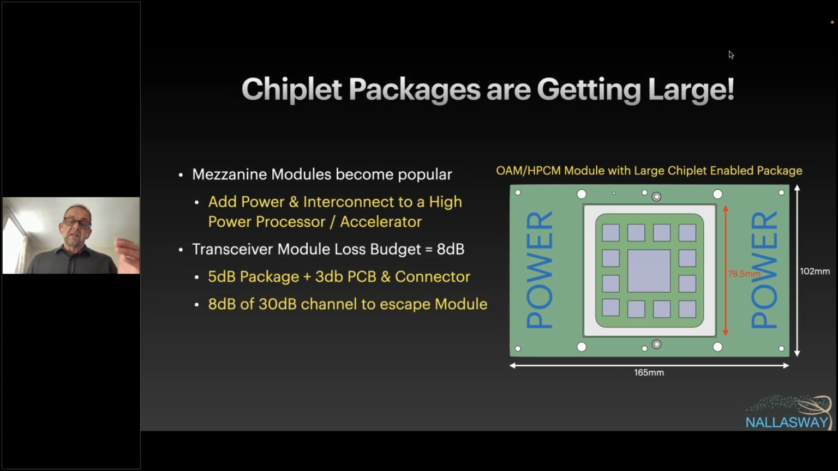But when you look at the OAM module, for instance, the transceivers have a loss budget allocated for the entire module of 8 dB. When you peel back that onion a little bit, basically there's 5 dB allocated to the package and 3 dB allocated to the PCB and the connector. So that's 8 dB of what is typically a 30 dB channel that you want to communicate across. If you've got 2 of these modules talking to each other, you've used over 50% of the channel budget just getting off the modules and back onto the modules.